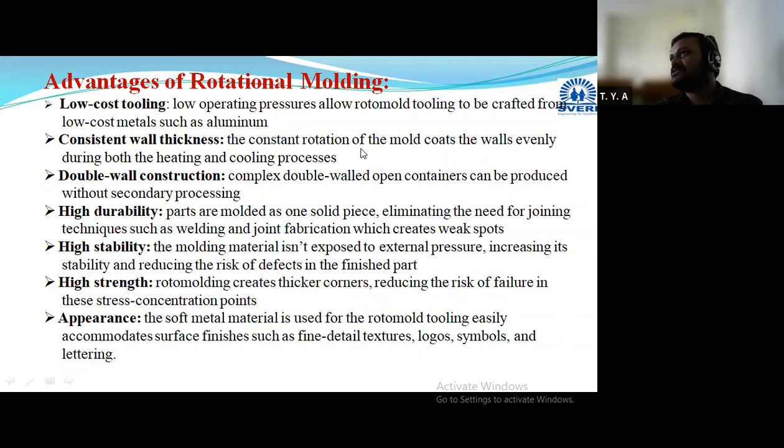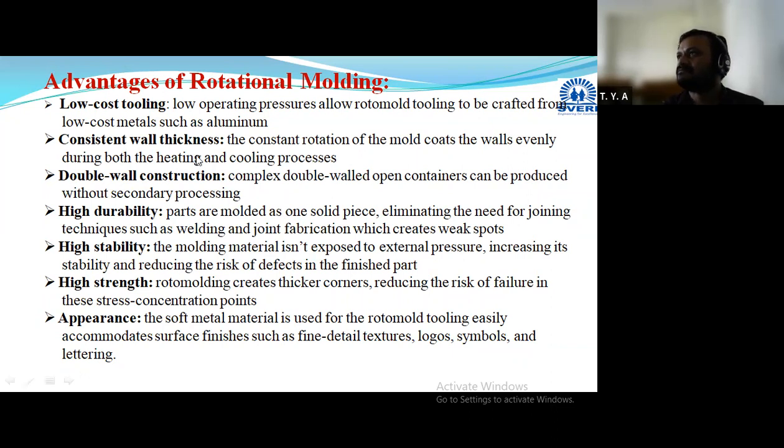In this rotational molding process, whichever tools we are using have low cost. Whichever tooling cost is there, it will be very minimum compared to the other processes, and for the mold we can use aluminum material. For making the mold, we can use different materials: steel, stainless steel, alloy steel, or aluminum and its alloys. In rotational molding, we use aluminum, which is comparatively low cost. That's why the tooling cost will be very low.